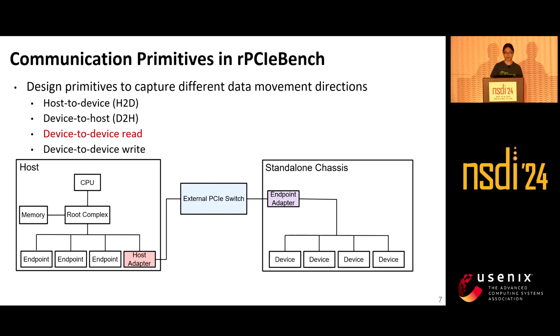The third one is device-to-device read. After the host issues a command, a DMA read will be invoked to copy data from another device. After the data is received, the device will post the completion word. The last one is device-to-device write. After the host issues the command, a DMA write will be invoked to copy data to another device. Now, it's the device that receives the data that posts the completion word back.